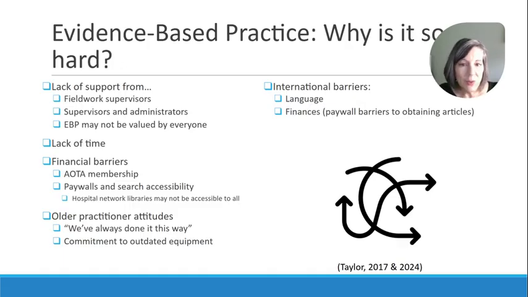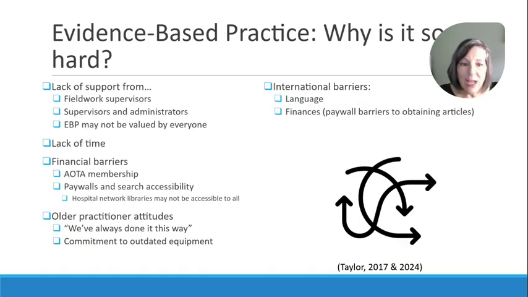You also sometimes will run into older practitioners who are like, you know what, it's always worked this way for me. I'm not going to try anything new now. And they're committed to this expensive, outdated equipment that they bought 20 years ago. And hey, it's still working. So if it ain't broke, don't fix it. So sometimes we have to work to get past those barriers.